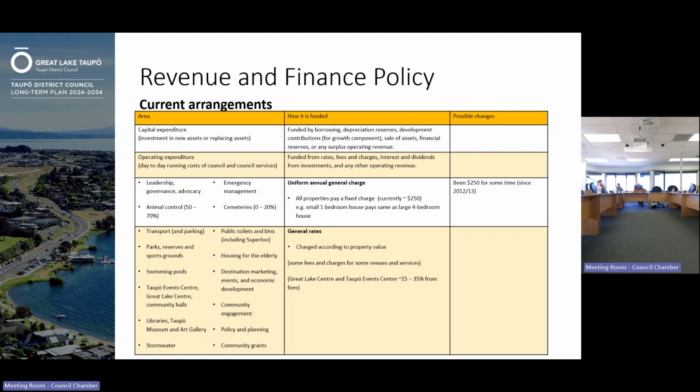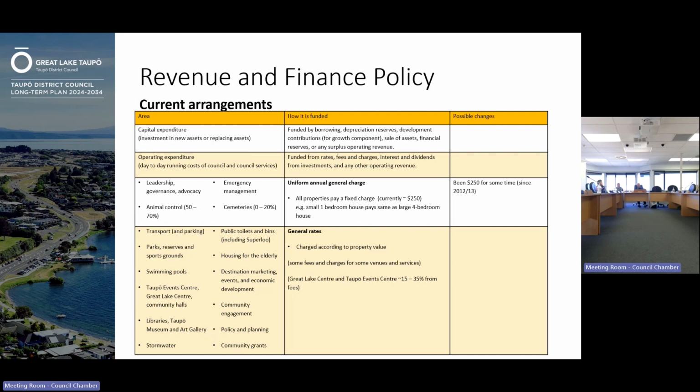Yeah. So that's right. General rates. This is where you pay according to the value of your property. So a big property or large capital value on a big house, you pay more. And in part that's to represent either your wealth or the size of your household and how much you might be using services, right? So it's kind of a proxy for a lot of things, our general rate, our valuation. So that funds transport 100%, parks and reserves 100%, swimming pools, what isn't captured by fees, our event centres, halls, museum, library, again, whatever isn't captured by fees, 100% of stormwater, public toilets and public rubbish bins, 100%, housing for the elderly, again, what isn't covered by rents, destination marketing, community engagement, policy and planning, and our grants that we have.